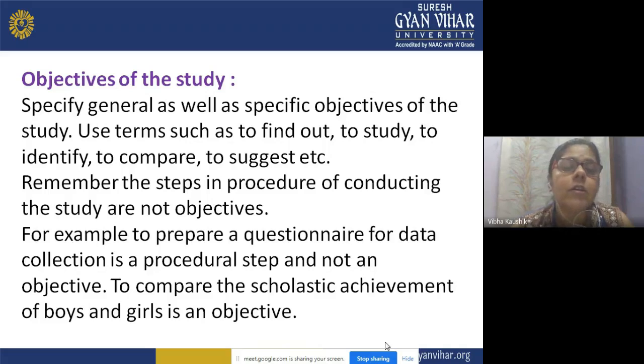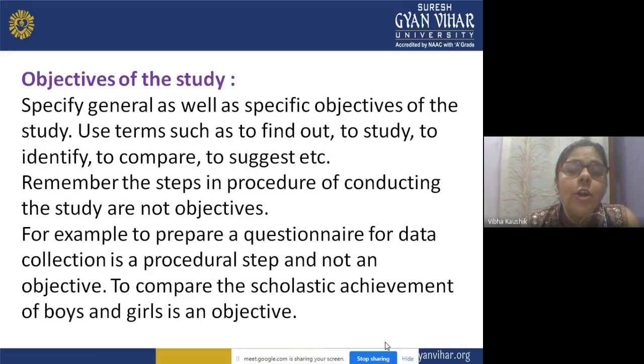To compare the achievement of a class with and without giving motivation to the student. To suggest what can be the means of giving motivation to the learners. Remember, the steps and procedures of conducting the study are not objectives. No, this is important. The procedure I will follow to conduct the research is not an objective. What is the purpose of doing that particular research is my objective.